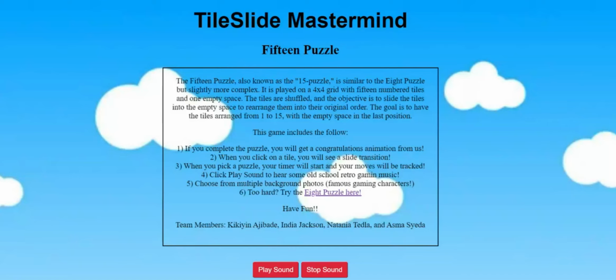This game includes the following features. When you click on a tile, you would see a slide transition from the tile that you just clicked on into the empty space adjacent to it. When you pick a puzzle, your timer will start and your moves will be tracked using a counter. When you click play sound, which is that button right over there, you will be able to hear some old school retro gaming music. And you can also choose from multiple background photos to match. You can try the 8 puzzle if you're having too much difficulty with the 15 puzzle, which is the same thing except with just 8 pieces instead of 15.